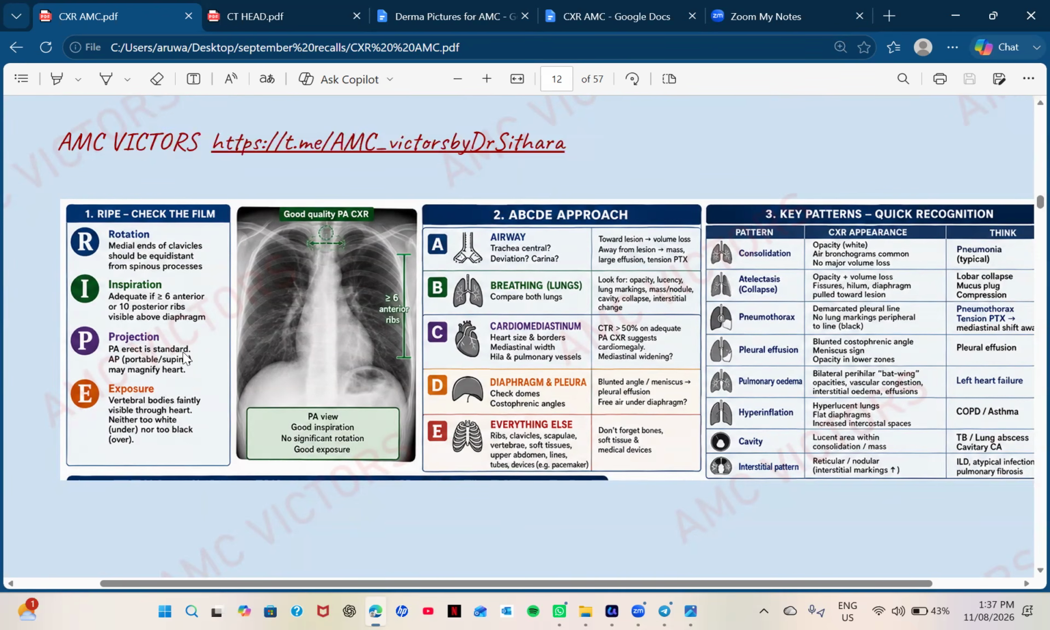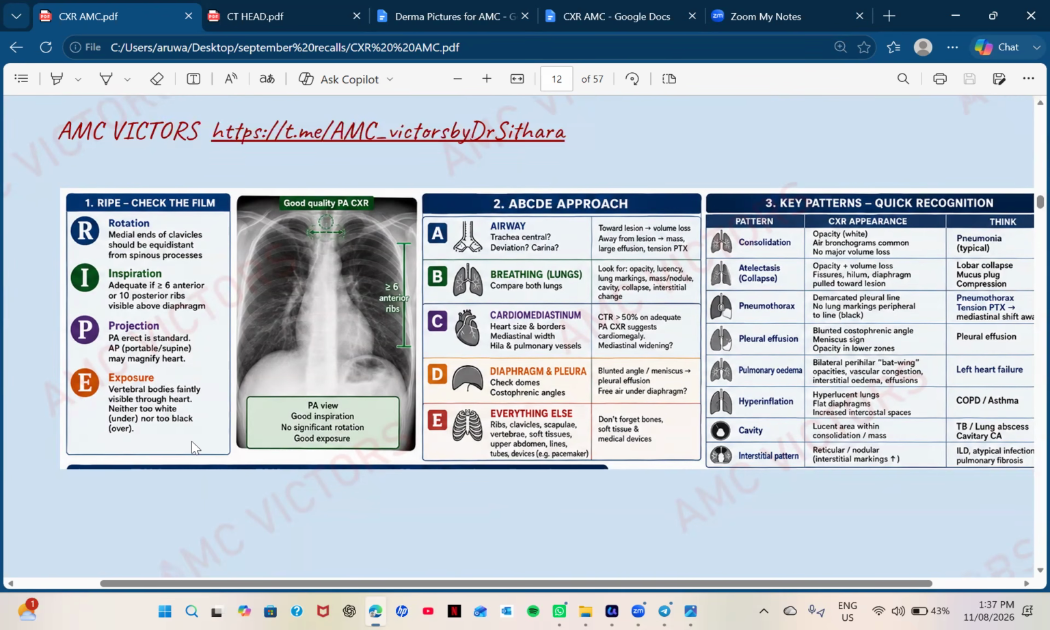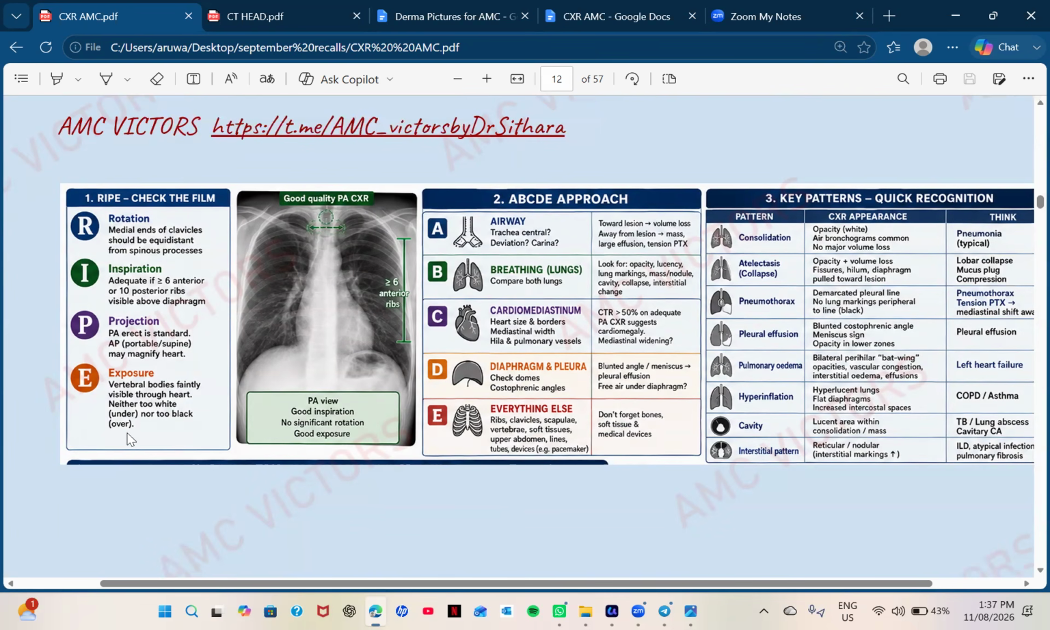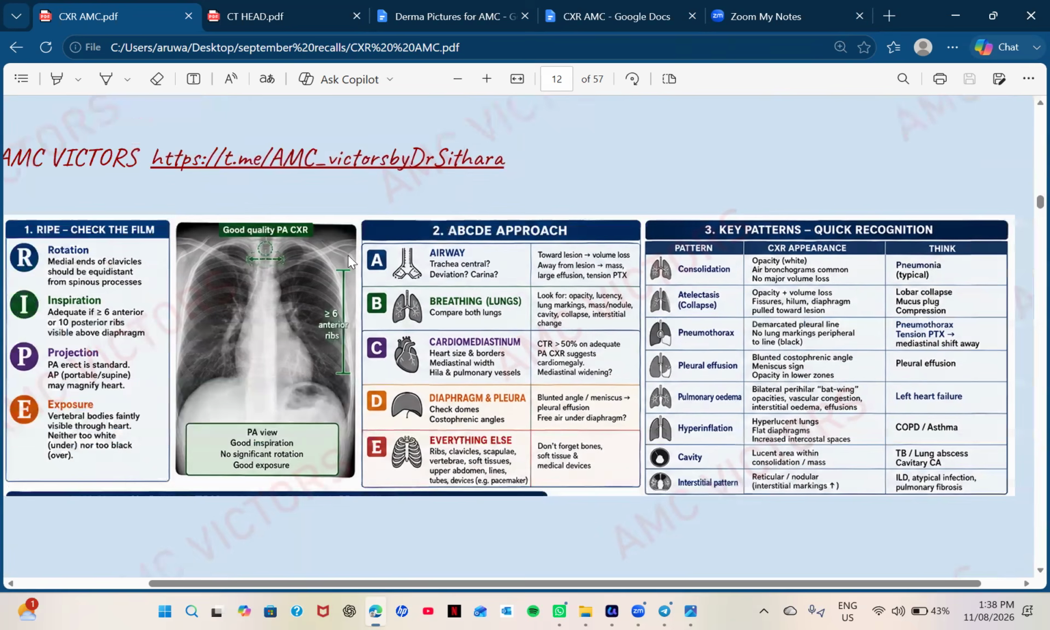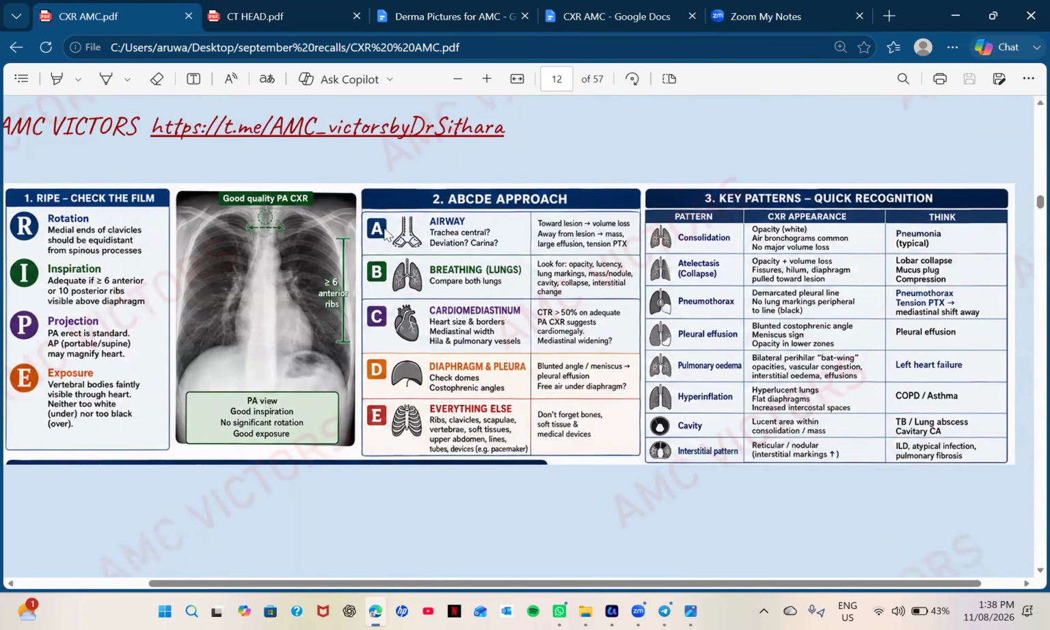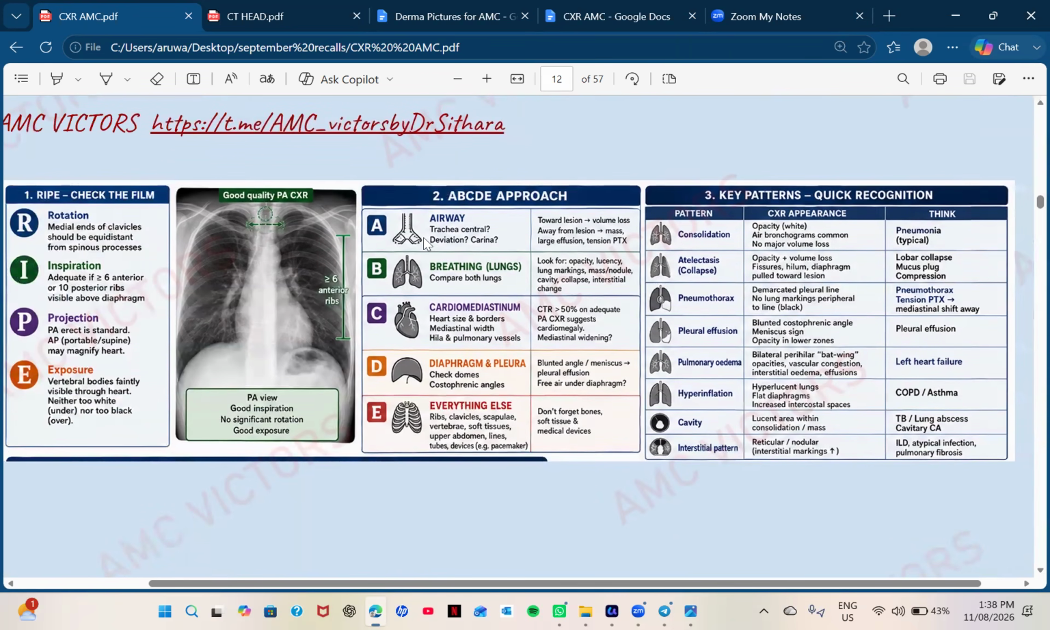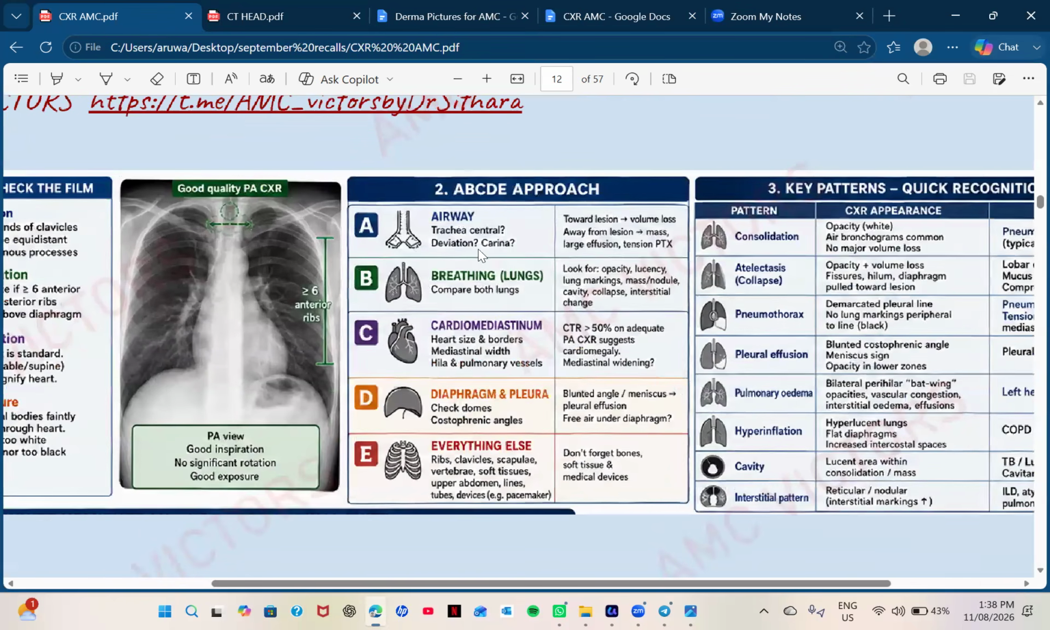heart. The projection may be AP or PA depending on the different cases. For exposure, the vertebral body should be faintly visible behind the heart. Here we also have the ABCD approach, starting with the airway.